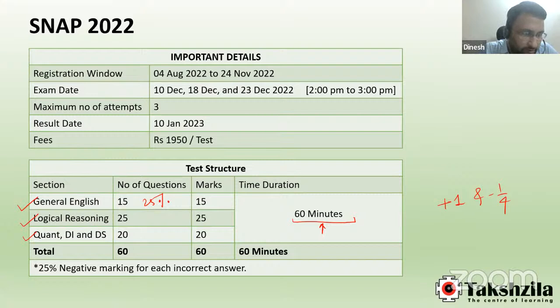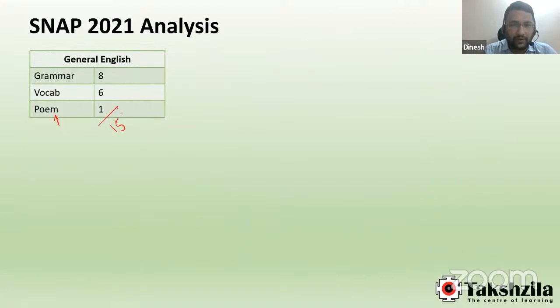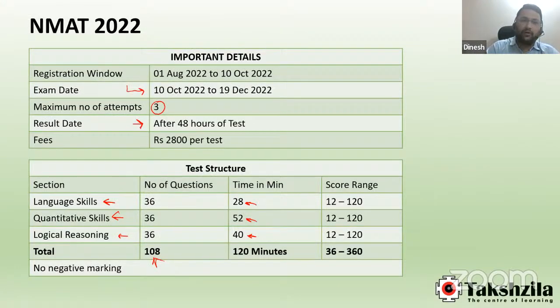Yes, Anvisha. For SNAP, we don't have a sectional cutoff, but for NMAT, we do have a sectional cutoff. Yes, Mansi, we cannot switch sections in between in NMAT, because in NMAT there is a specific time limit for each section. You cannot switch between the sections, okay?